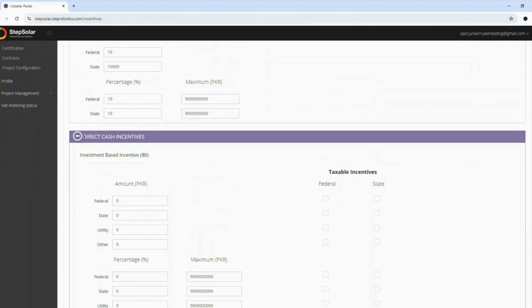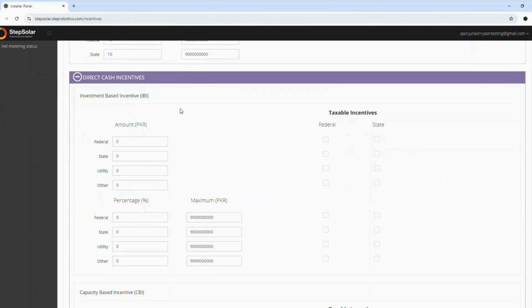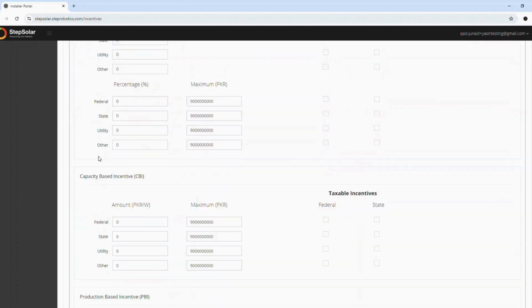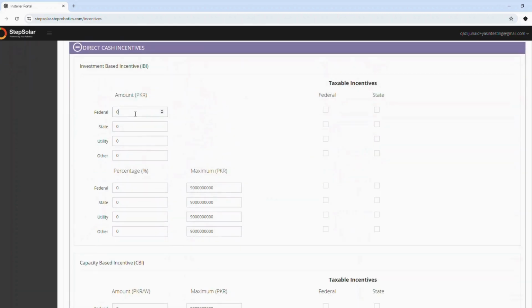2. Direct cash incentives, DCI. Direct cash incentives, DCI, provide immediate cash benefits or financial rewards for specific investments or achievements. Under this heading, you have three subcategories. Investment-based incentive, amount. Enter the amount offered in PKR and percentage terms. This incentive is based on the investment made and offers direct financial support.